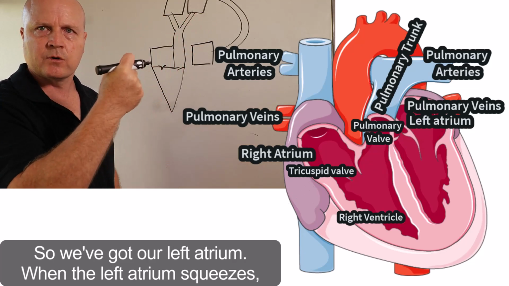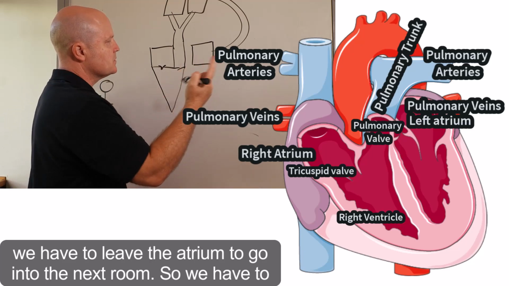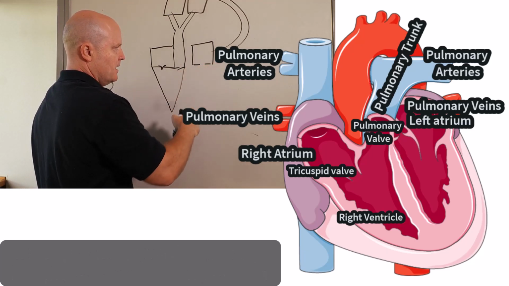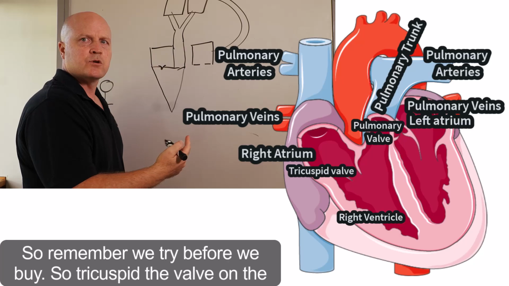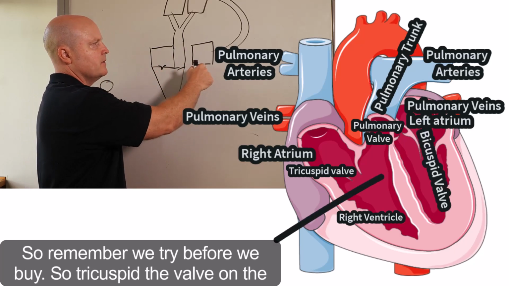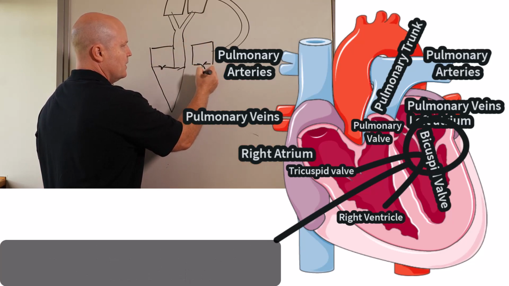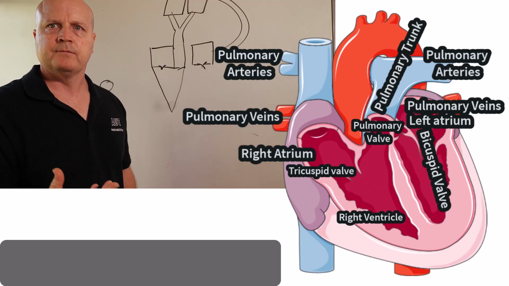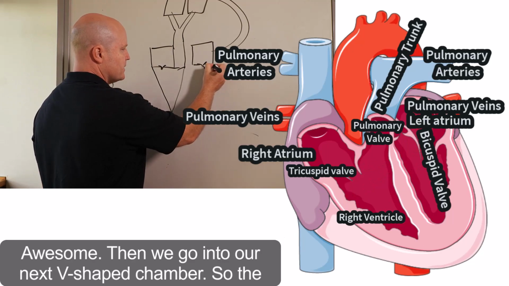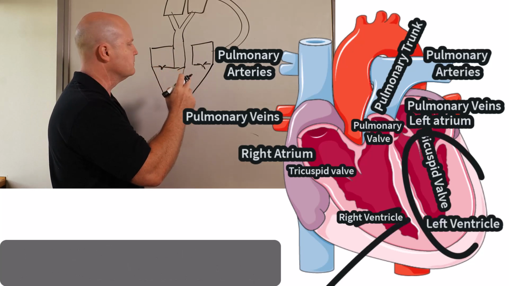When the left atrium squeezes, we have to leave the atrium to go into the next room. So we have to go through a door. That door is a valve. So remember, we try before we buy. So the tricuspid valve on the left side of the heart is going to be our bicuspid valve, also known as the mitral valve. Awesome. Then we go into our next V-shaped chamber, so the left ventricle.